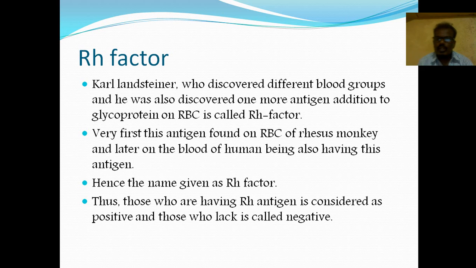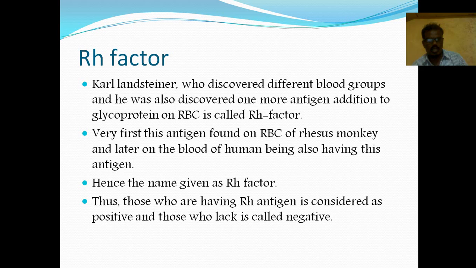What actually is the RH factor? Very first of all, this RH antigen was found on the RBC of a rhesus monkey, and later on human blood was also found to have this antigen. Earlier he discovered this antigen in the blood of the rhesus monkey, but later the same antigen was discovered in human blood too. That's why it is named the RH factor. RH indicates rhesus monkey, because for the first time this antigen was found in the RBC of monkey blood.